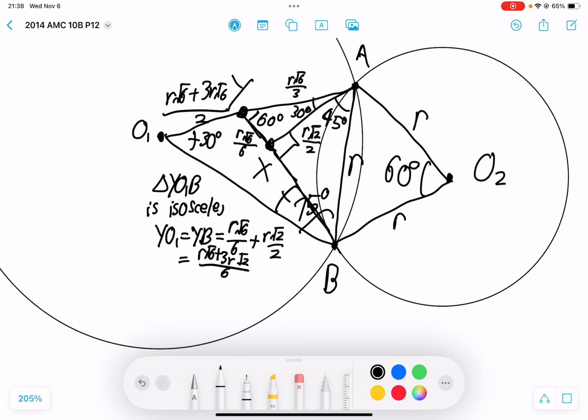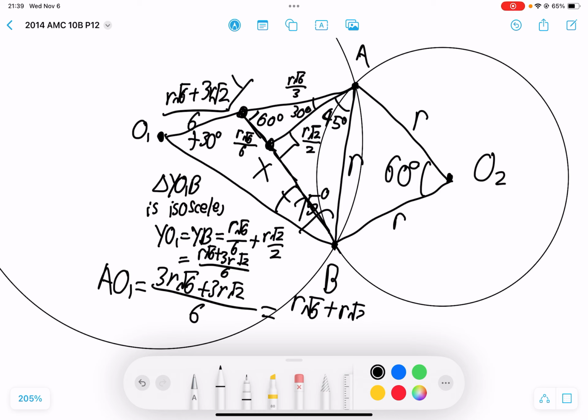the entire radius, AO1, is going to be, well, this is 6, so this entire thing is going to be 3R root 6 plus 3R root 2. I wrote it wrong. So be careful when you guys are copying stuff from one place to another. It's really easy to get stuff wrong and mess the entire question up. So this thing is over 6, and therefore if we simplify this fraction, this is R root 6 plus R root 2 over 2.